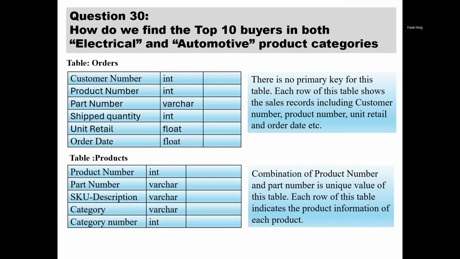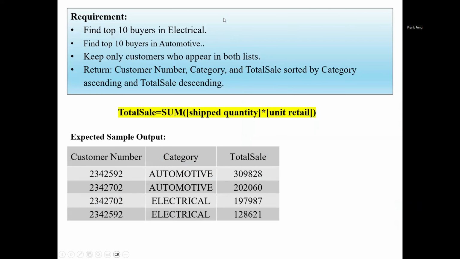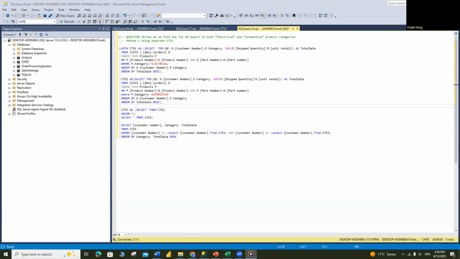Our business goal is to find the top 10 buyers in electrical, find the top 10 buyers in automotive, keep only customers who appear in both lists, and return customer number, category, and total sale, sorted by category ascending and total sale descending. The total sale formula is the sum of shipped quantity multiplied by unit retail. Let's see the solutions in SSMS.